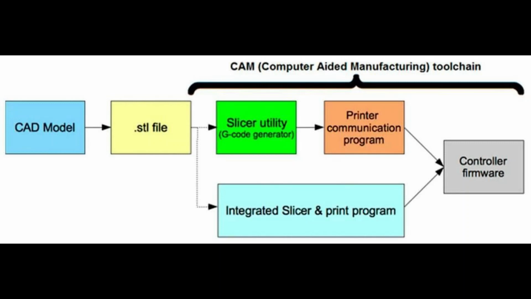The main task of the CAM software is to slice the digital 3D model into layers and to generate a G-code. Subsequently, the G-code will be transferred to the controller module of a 3D printer after slicing.